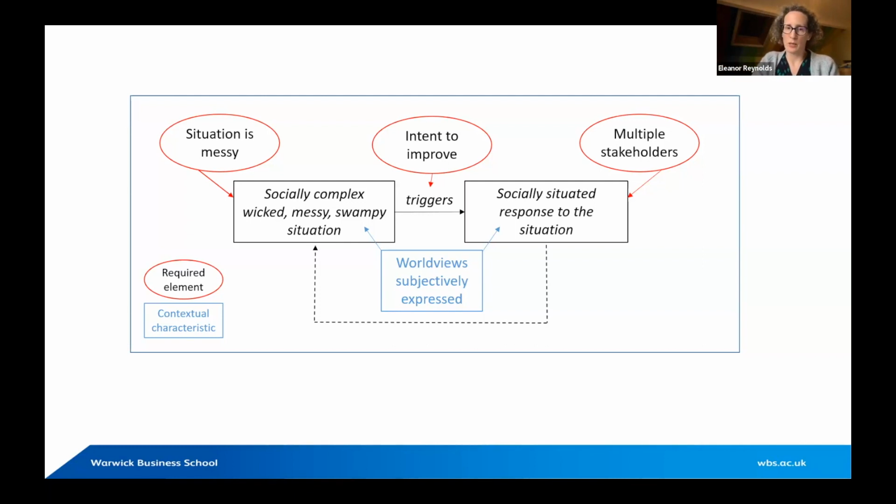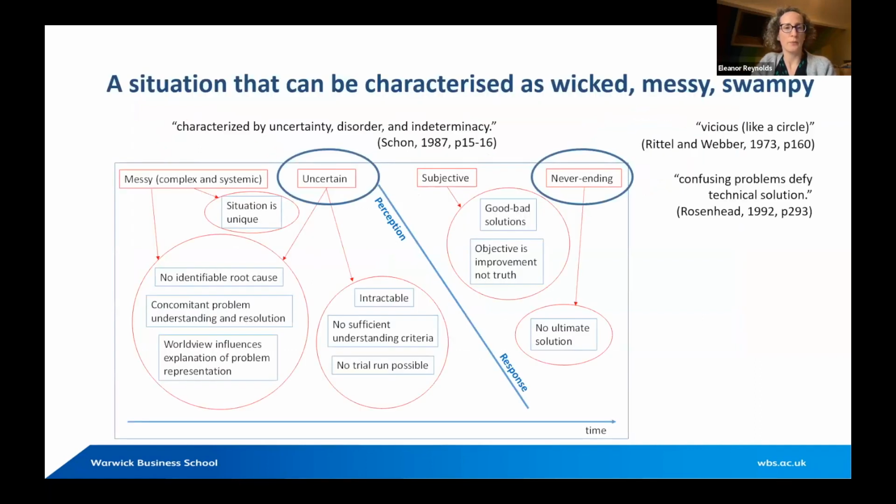So I thought about this a little and I reconsidered that situation that I was originally looking at, and those originally identified characteristics of wicked, messy, swampy situations. And I thought, well, actually, we're saying that these situations are characterized by uncertainty. But at the moment, there's nothing in there about uncertainty. And there's also nothing in there about the never-ending nature of these situations. The idea that a messy problem, a wicked problem, is vicious like a circle.